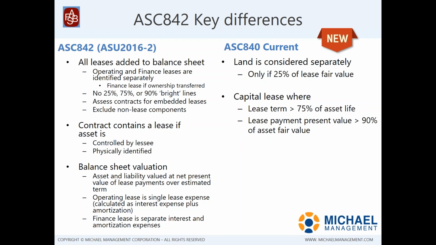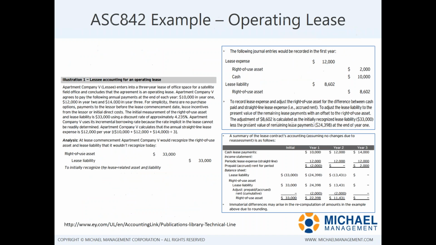You'll still show operating lease as a single lease expense on the income statement. Finance leases will be separated between interest and amortization. Now, there's a lot more to it. Here's a quick example. I'm not going to read all of this to you, but I just want to call out some of the things on this example.